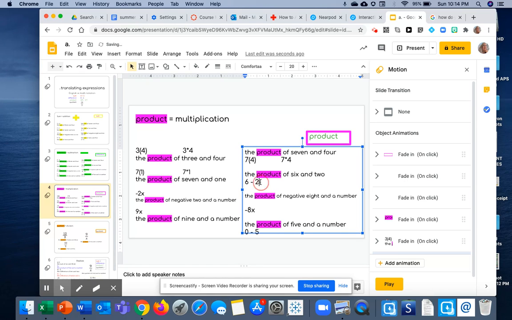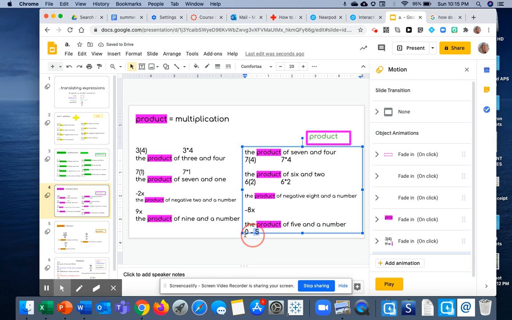Here. Let's fix this one. This is not a product. This is a difference. Let's make it a product. 6 times 2 is the product of 6 and 2. I can write it like this. 6 and 2. Here's another mistake.